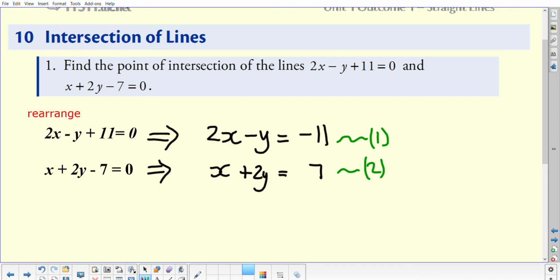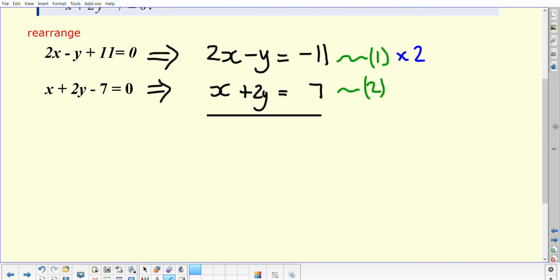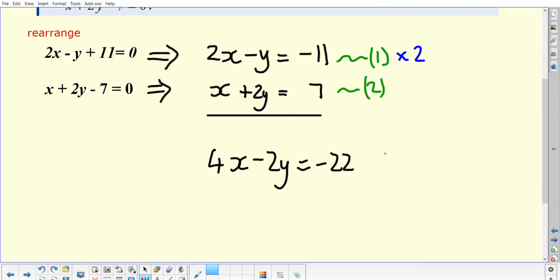So I'm going to suggest, because we've got a minus and a plus going on with the y term, that actually if we had a 2 there, it makes it easier. So I'm going to multiply by 2, which means that what we're then required to do, I'm just going to leave a line and a space, so that I'm going to rewrite my equation. So I've got 4x minus 2y equals minus 22. So multiplying everything by 2. So I'm going to refer to that as equation 3 at this point.